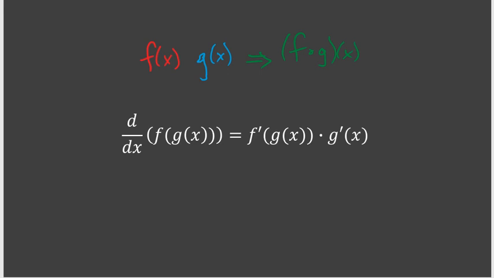We're going to take that inside function and plug it into the derivative of the outside function. That's our f prime. And then we're going to take that whole thing and multiply it by the derivative of the inside function, g prime that is. So let's do some sample problems to see how we use the chain rule.